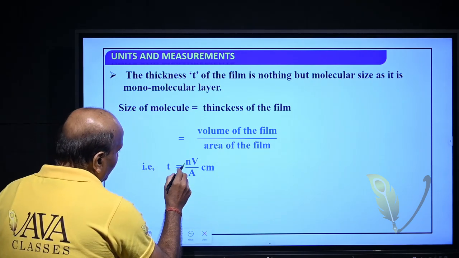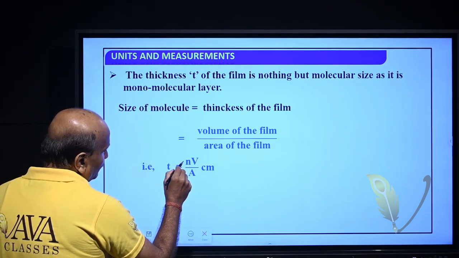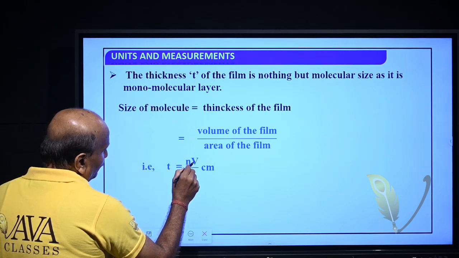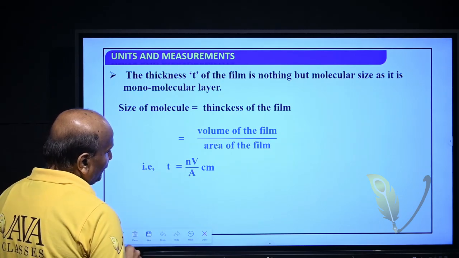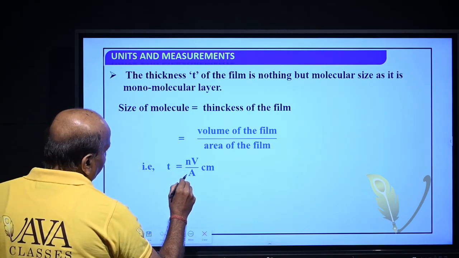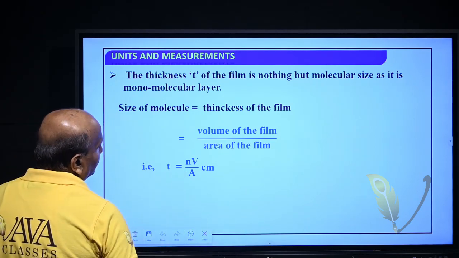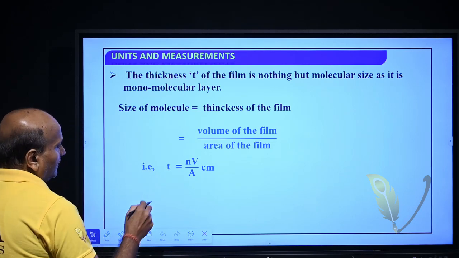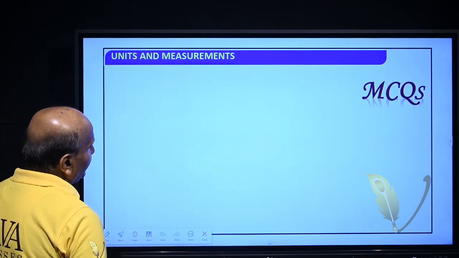So, if V is the volume of each drop, the total volume is N into V. Here N is the number of drops we put on the water surface, and the area that spread we measured already. Then we can find t equal to NV by A.